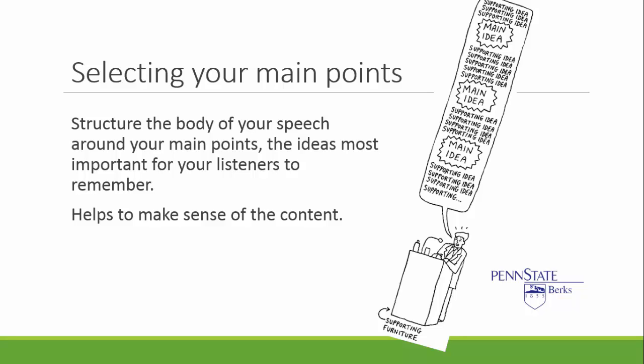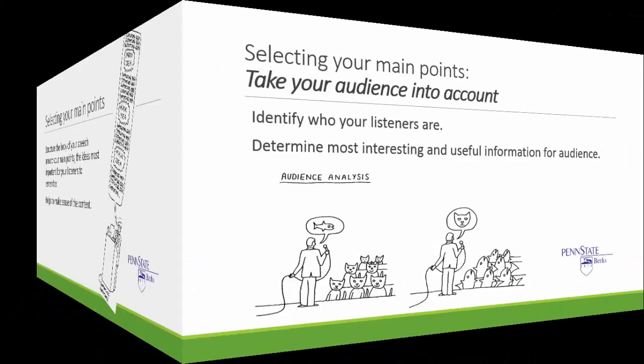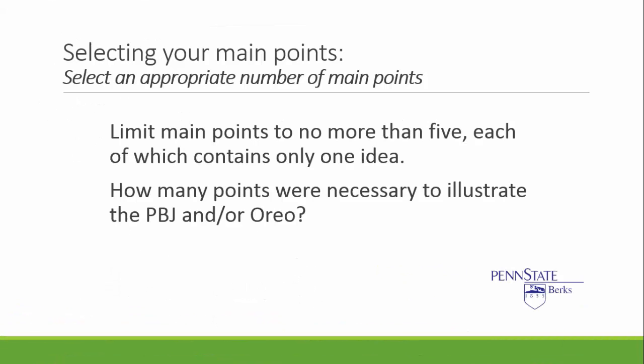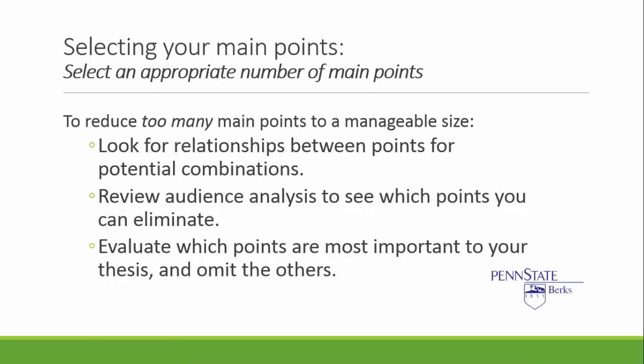Please make sure that you choose ideas that help to make sense of the content and are the most important ideas for your listeners to retain. Our next few slides highlight a number of considerations that need to be made when selecting a main point. To mention a few, remember your audience. Remember that your range of main points is 2 to 5 with a target of 3. And finally, look for ways to consolidate and/or eliminate if possible. Keep in mind that your goal is to make sure that you're presenting the best information that supports your rhetorical purpose.